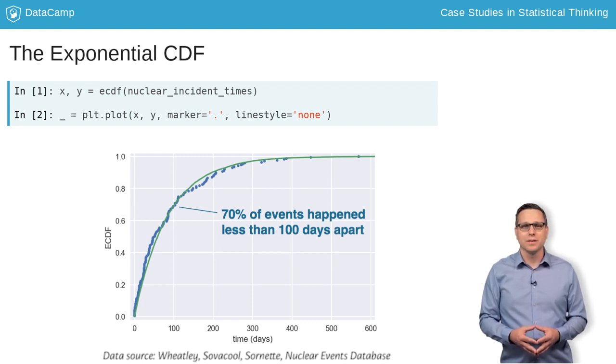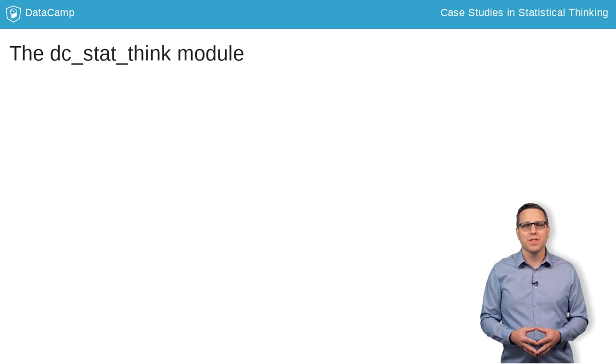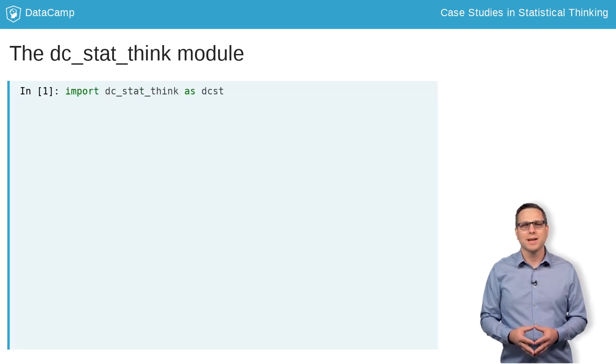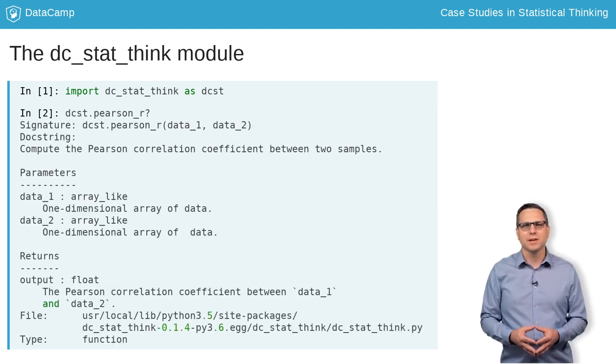To generate the x and y values for the ECDF, I used the ECDF function you wrote in Statistical Thinking 1. In fact, you wrote lots of useful functions in the prequels to this course. All of them are available through the DCStatThink module, which we import as DCST. The functions all have complete docstrings, so you can access them using a question mark on your IPython console, as shown here for the Pearson R function.